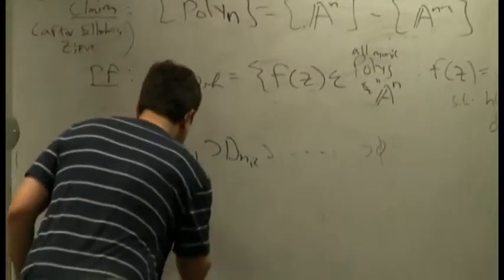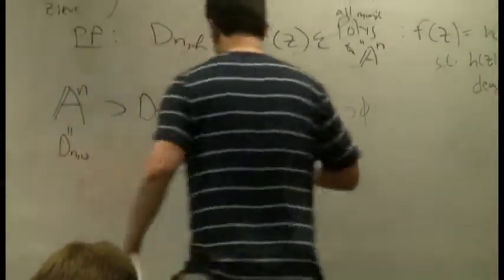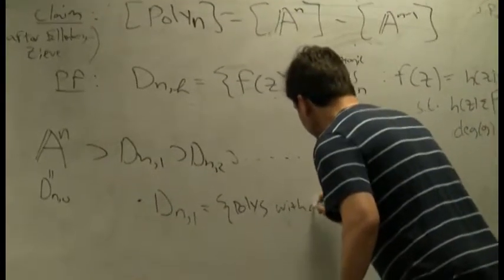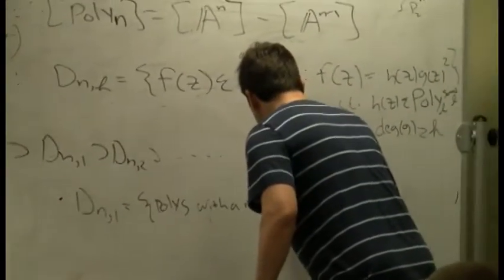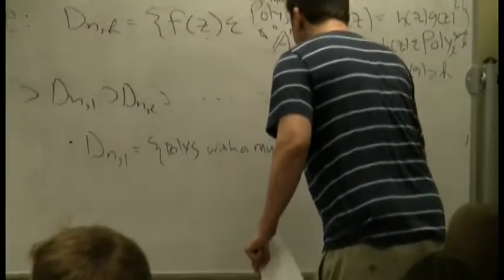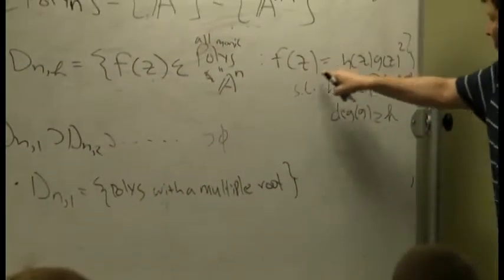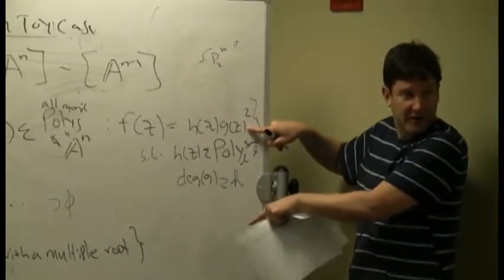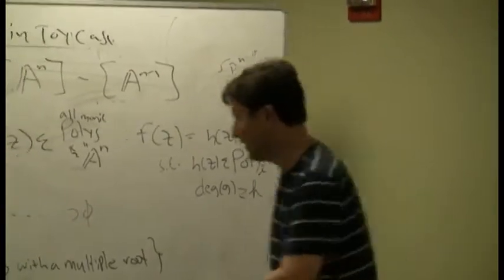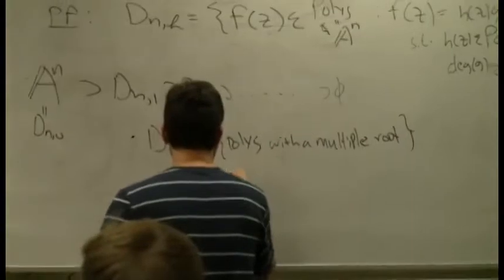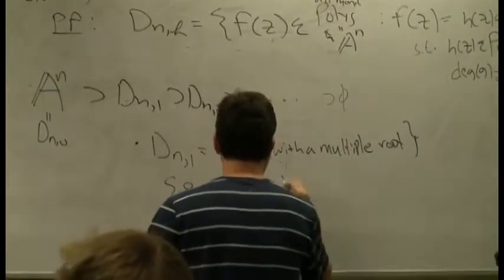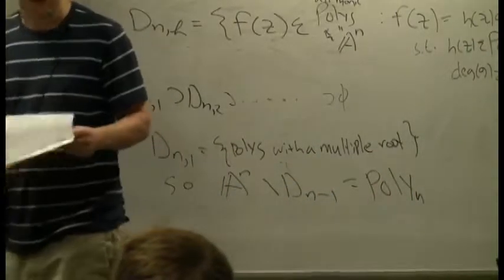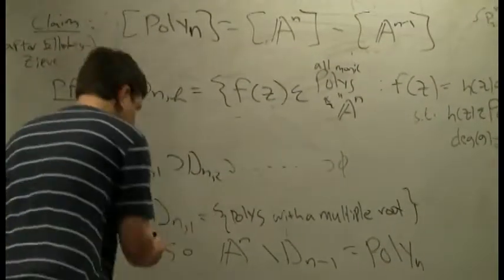So there's a few comments. Note that Dn1 is the set of polynomials with a multiple root. In other words, right? Because I'm saying, look at the set of polynomials where I can write them as some polynomial times something that's at least linear squared. So you have at least one root of multiplicity 2. So in other words, An minus this is nothing more than Poly n. That's the space we care about. That's the space we want to compute in the ring of motives. Any questions?